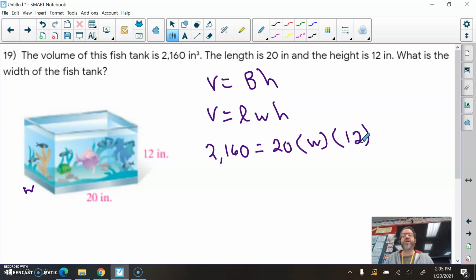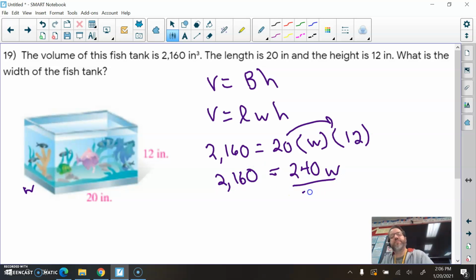Now, some people would just go ahead and take 2,160 in their calculator, divide that by 20, and then divide that by 12. And that will work very well. That'll get you the correct answer. Others would say, well, can I just take 20 times 12? Yes, and that's 240. Times W equals 2,160. Then divide by 240 to finish this problem. And you find out the width.